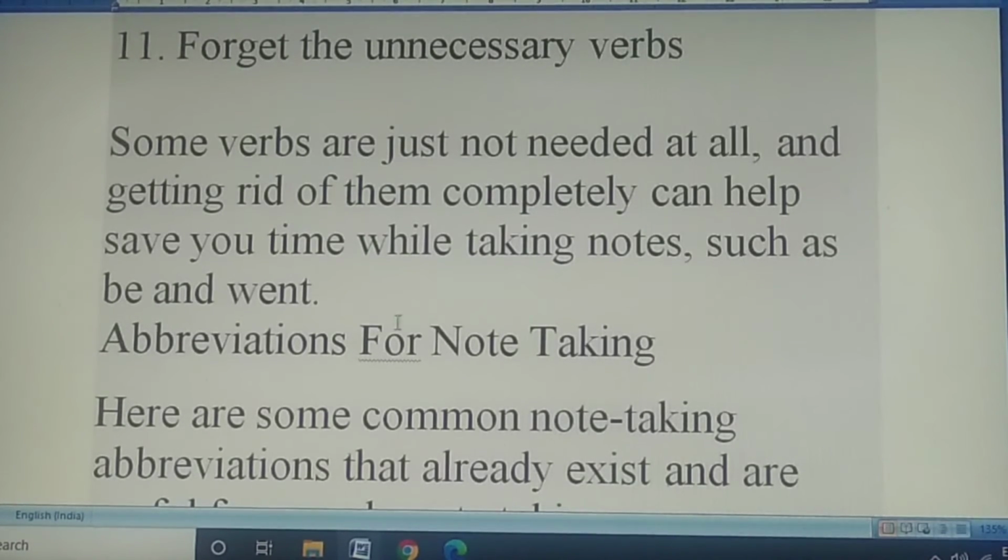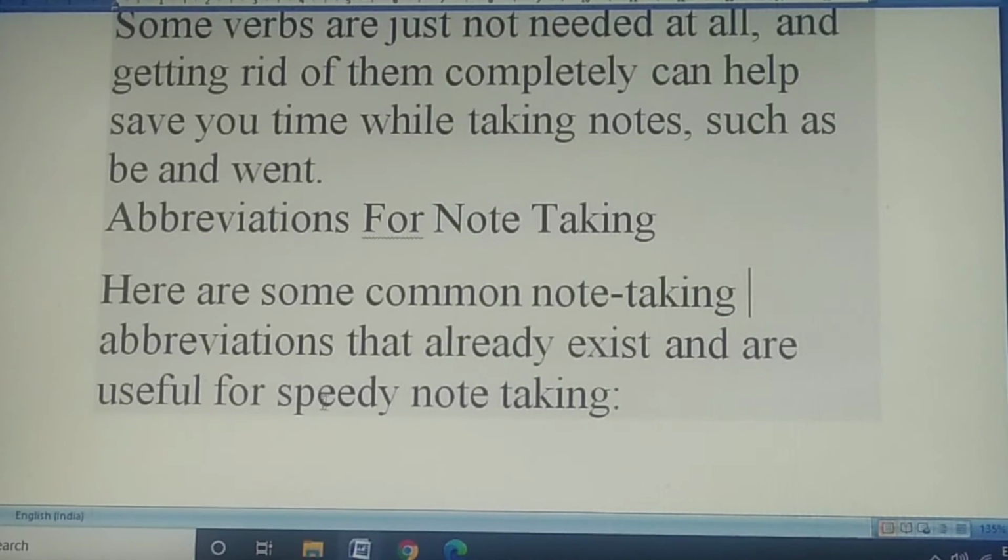I have shown an example which I have done in note making. Suppose you are writing about intelligence or wit. "Intelligence matters." You don't have to write "intelligence is what matters." Not required. So that is how you shorten it. Abbreviations for note taking: here are some common note-taking abbreviations that already exist and are useful for speedy note-taking.